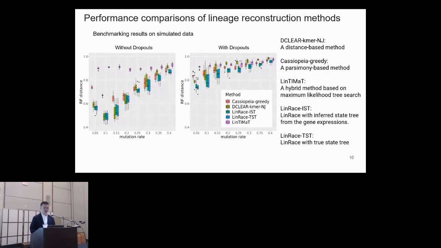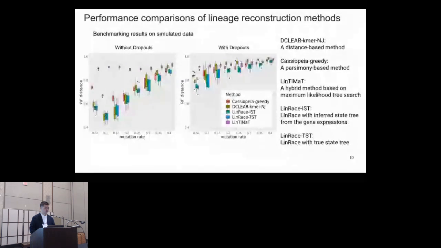We can see that both versions of LinRace consistently outperform the state-of-the-art methods, which also tells us that LinRace doesn't need a very accurate state tree to perform well, as long as the inferred state tree can capture the relative local connections between the cell states. We also see that the other hybrid method performs much worse, probably because running local search on the whole tree is very inefficient, and it might not have the right assumptions to apply the gene expression data.